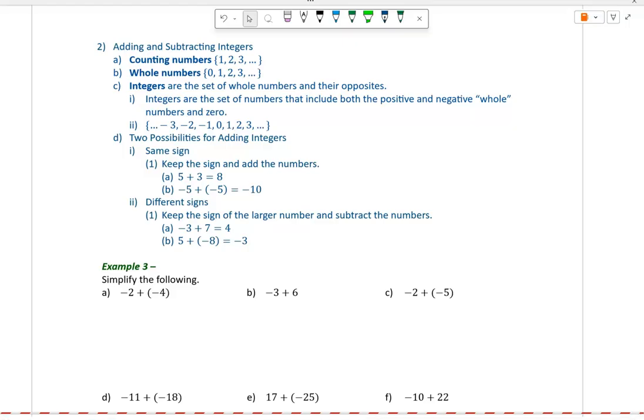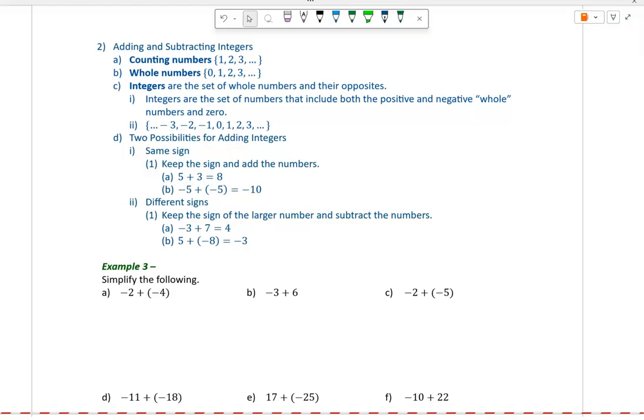So add, subtract integers. Just a couple of definitions so you know what the textbook is talking about. If they ask for counting numbers, that's 1, 2, 3, just like you'd count. You don't start with 0 when you count anything, right? You start with 1. Whole numbers are counting numbers and 0.